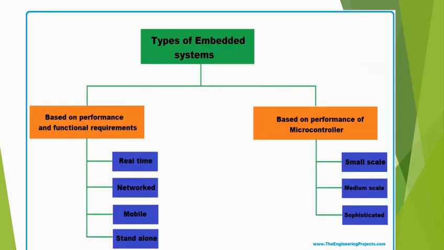This is the brief diagram of types of embedded systems. It is divided into two: based on performance and functional requirements, and second based on performance of microcontroller. Based on performance and functional requirements, it is real-time, network, mobile, and standalone. And second based on performance of microcontroller, it is small scale, medium scale, and sophisticated.